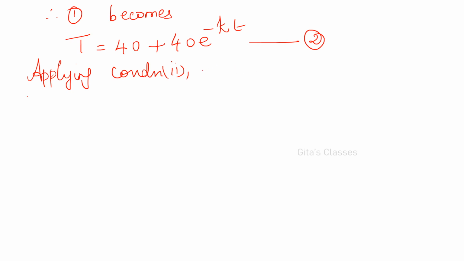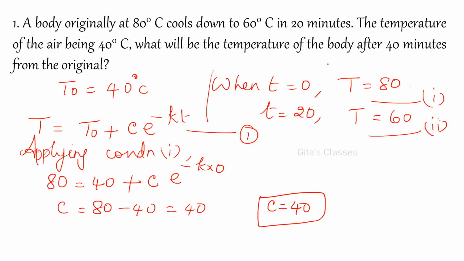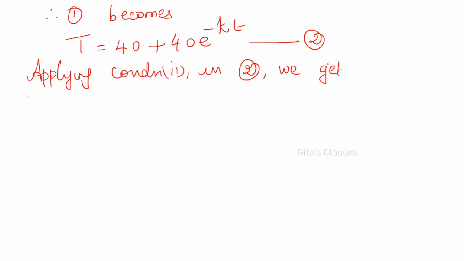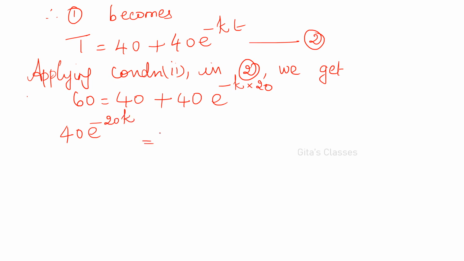In equation number 2, we get capital T is what? After 20 minutes capital T will become 60. So 60 is equal to 40 plus 40 into e power minus k into, after 20 minutes, so small t is equal to 20. So 40 e power minus 20k is equal to 60 minus 40, which is 20. So e power minus 20k is equal to, always write in this order, you will never make mistakes. So this is 1 by 2.